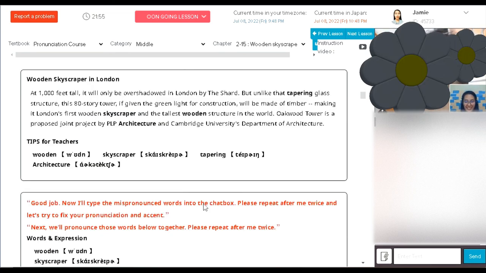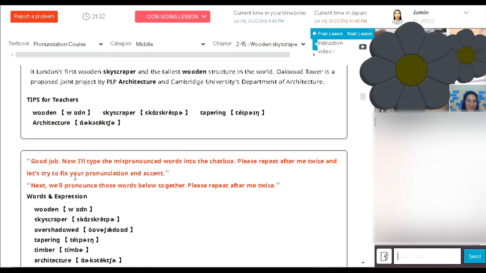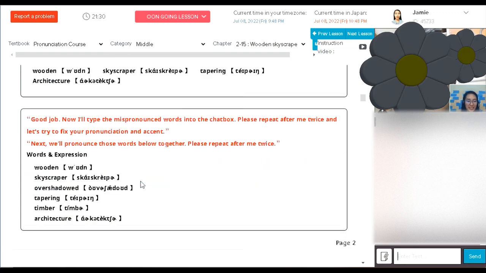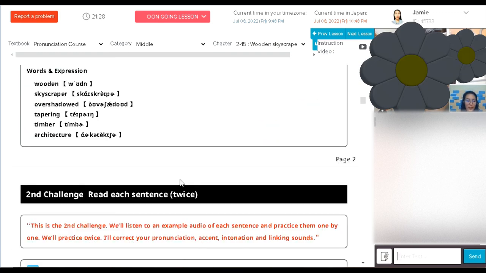Okay. This time, can you please say wooden? Wooden. Okay, very good. Tower. Tower. Construction. Construction. Made. Made. Project. Project. Okay.